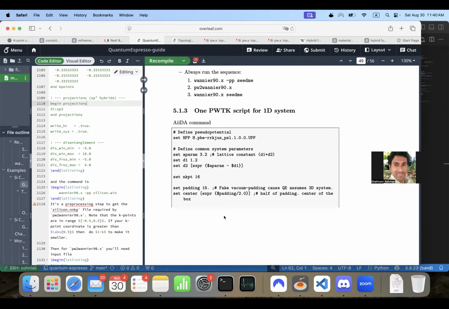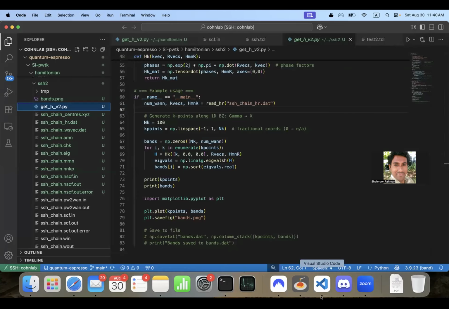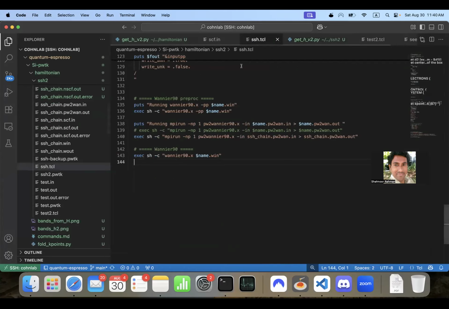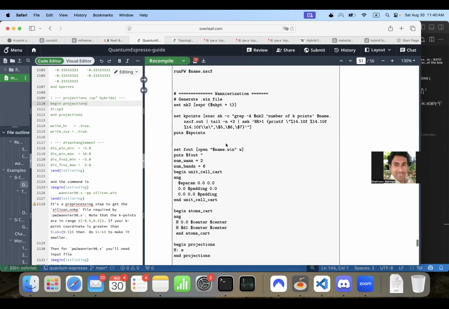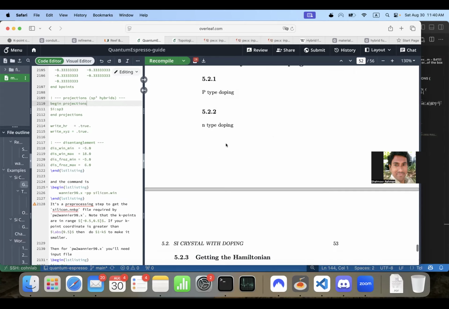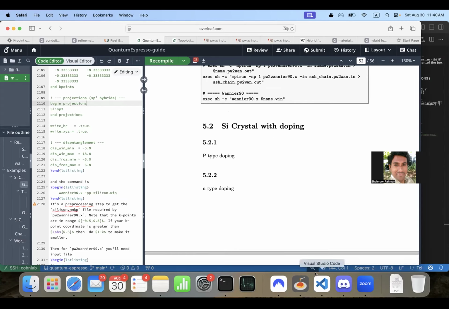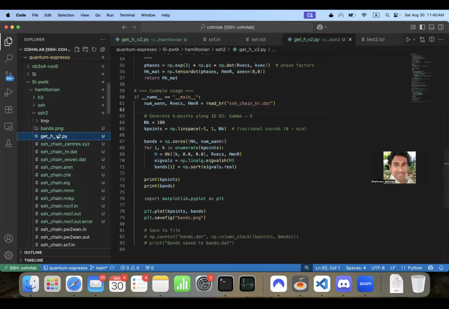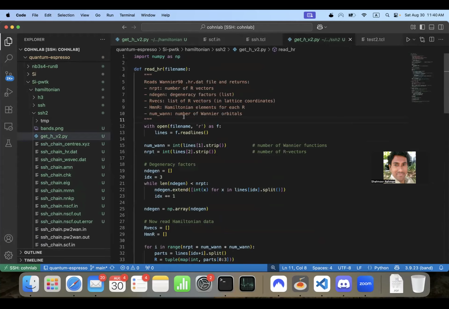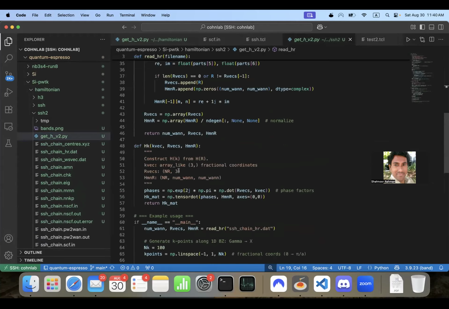That's for silicon. I have also written the PWTK script for this 1D system, the exact script that you have seen here, this ssh.tcl. It's a single script. You can try to run it, and after you run that, you should have the Hamiltonian. And if you see some errors, just try to find the command that didn't execute and execute it manually, and you should have the Hamiltonian. And I think I might upload this way to plot the bands as well. Let me do it right away.